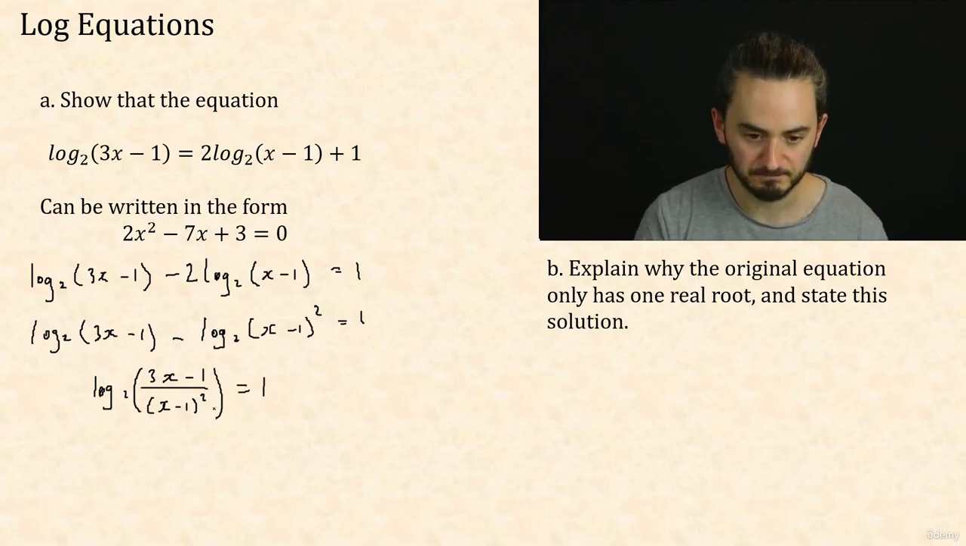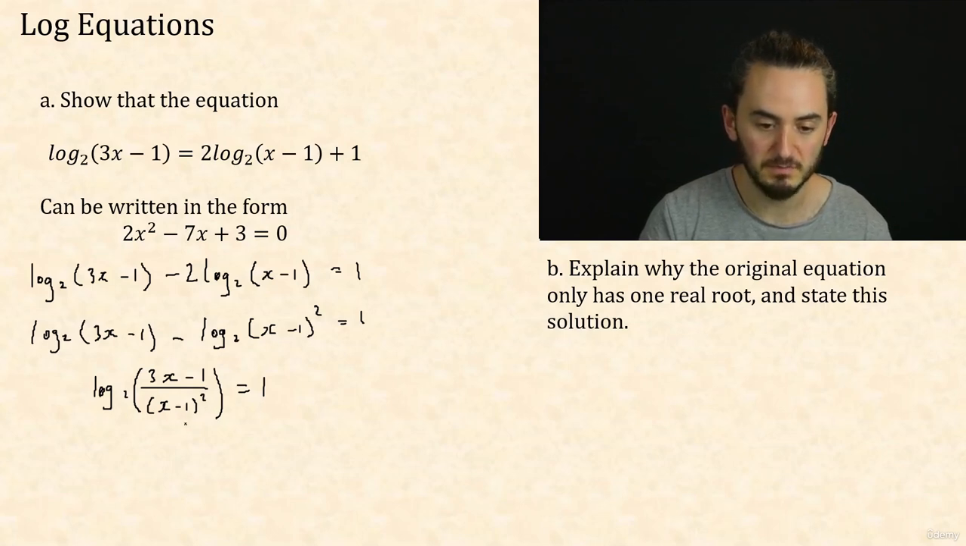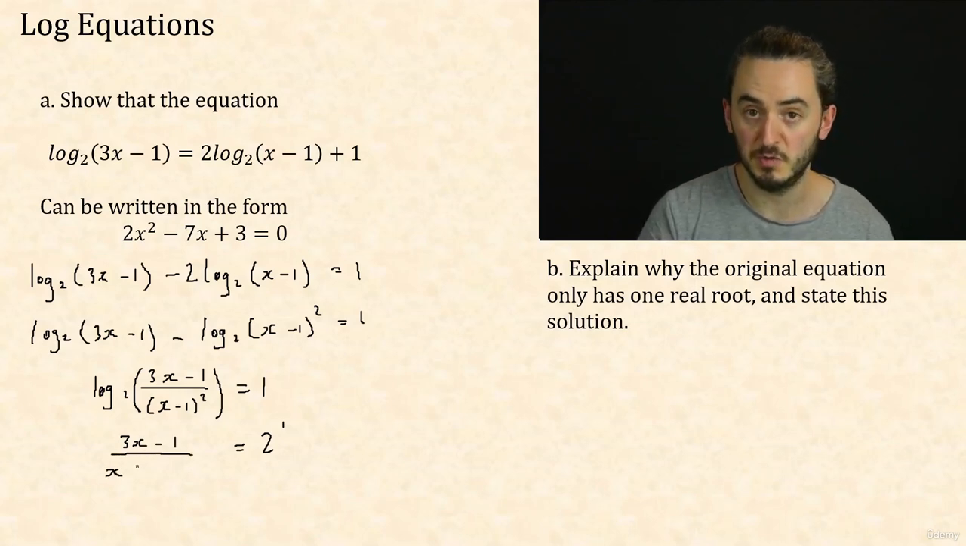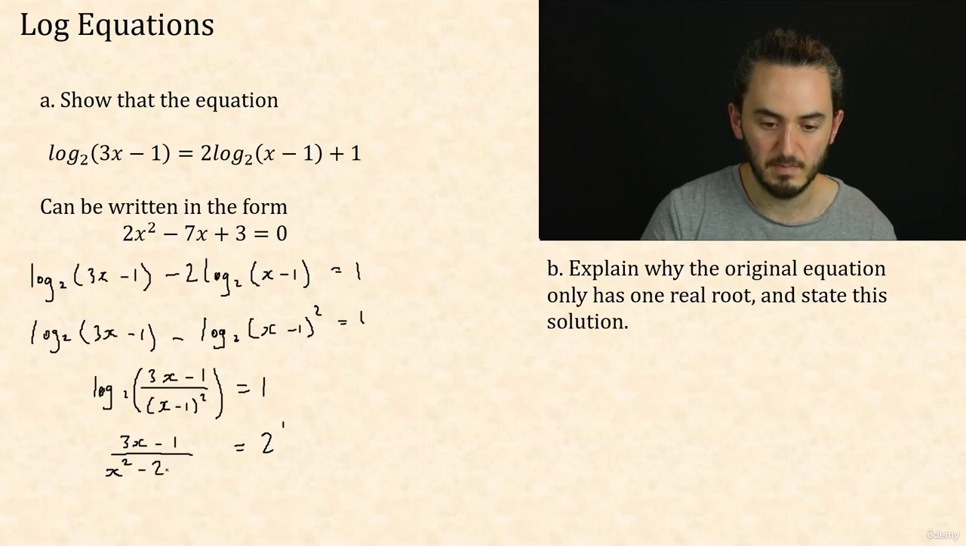So to get it out of that form, we can just say that the base of 2 stays the base of 2, 2 to the 1. And now we've got this expression here, 3x minus 1 over, and we might as well expand this now. So if I expand x minus 1 all squared, I get x squared minus 2x plus 1.